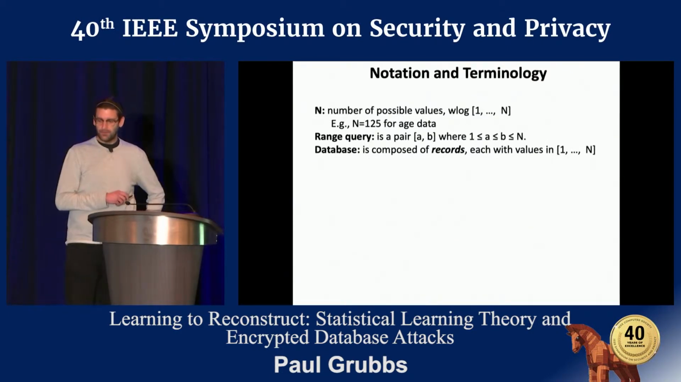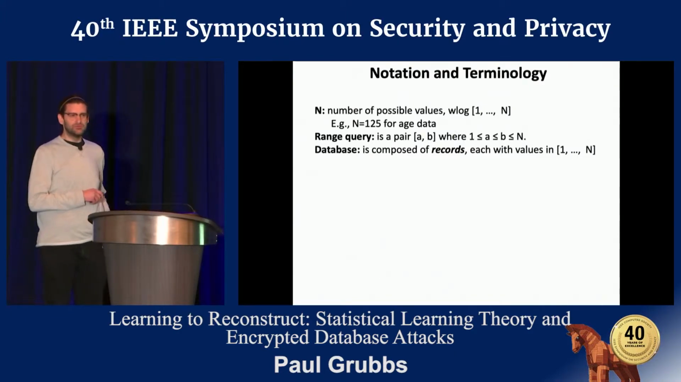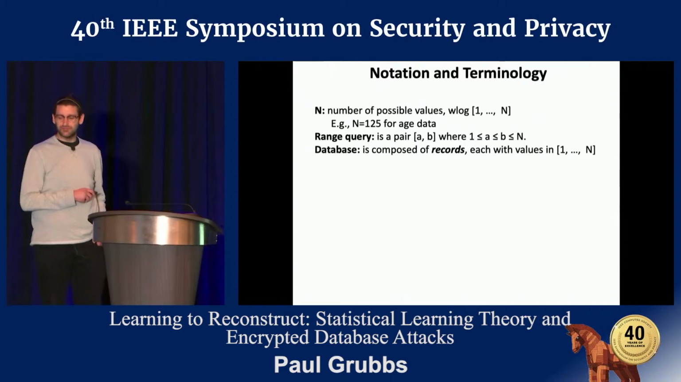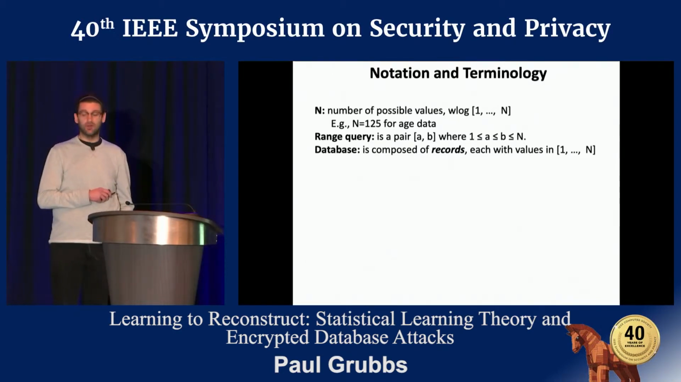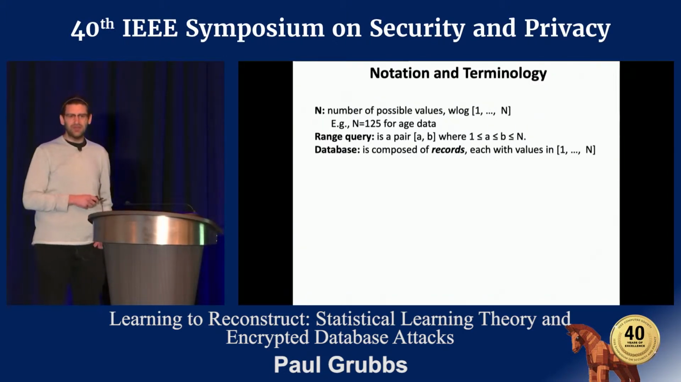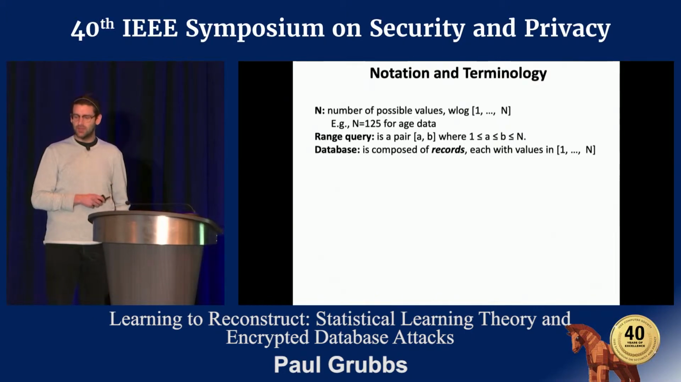Before discussing these attacks, we'll review some notation and terminology. Throughout the talk, we'll use n to refer to the number of possible values a database record can take on. A range query is an interval of numbers between 1 and n, so a sub-interval of the numbers 1 through n. We abstract the database as a collection of records, each containing some value between 1 and n.